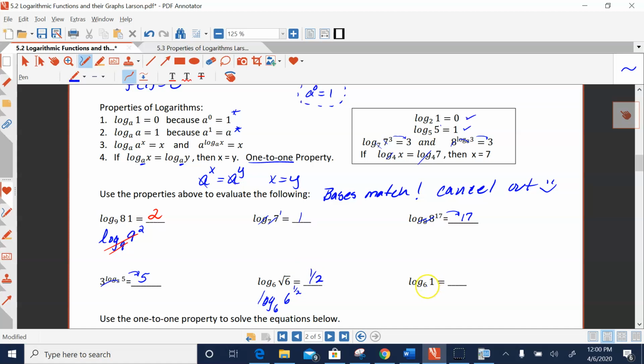And then finally, log base 6 of the number 1. Remember up here, the log of 1 is always 0, so that answer would be 0. I'll stop this video here and pick up with the next information on the next video.